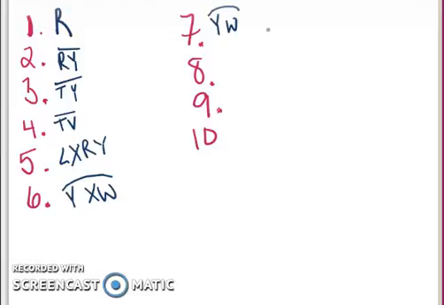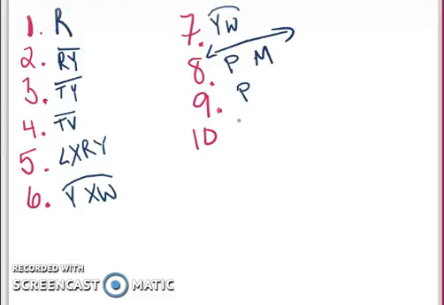Number 8, name a tangent. If you didn't figure it out, a tangent is a line that hits a circle only one time, and it continues on forever. So I can call this PM, or I can name any of the 2 letters, but that would be a tangent. Point of tangency, it meets at point P.